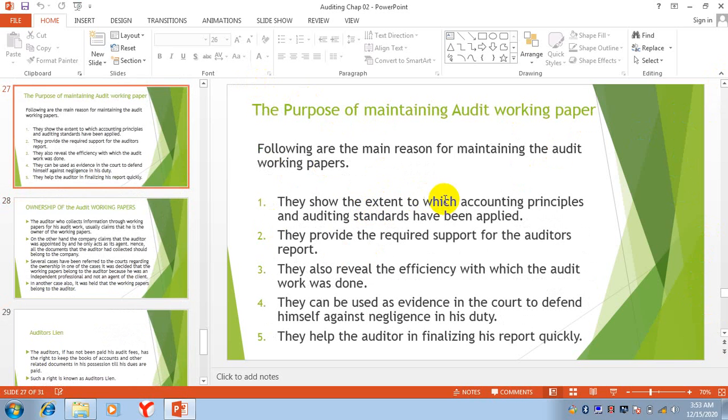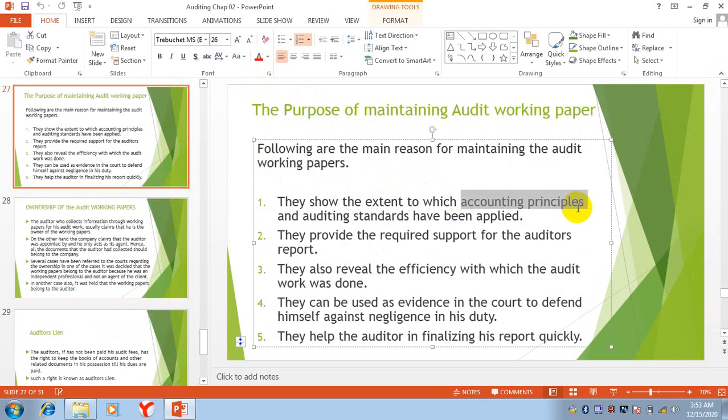So we discussed that it will tell us the extent to which accounting principles and auditing standards have been applied. They provide the required support for the auditor's report. In making the auditor's report, these working papers will help. They also reveal the efficiency with which audit work was done. I told you the quality of the working paper will show the efficiency of the auditor. If he maintains good quality working papers, it shows his efficiency.